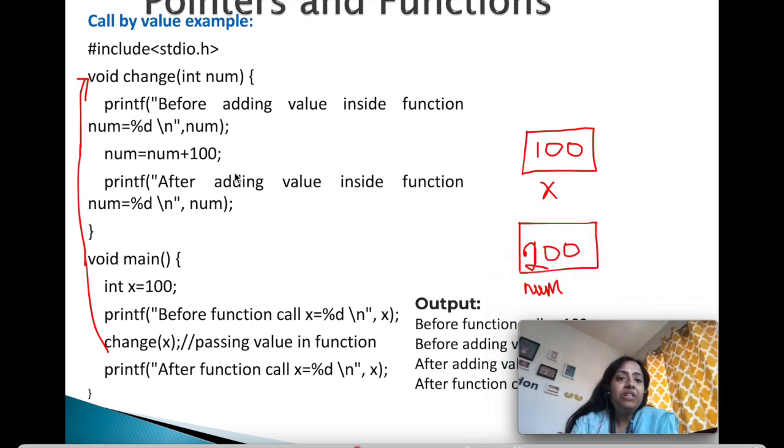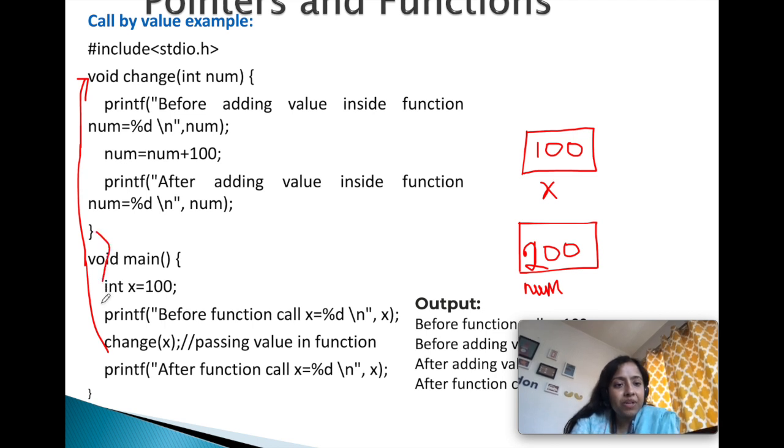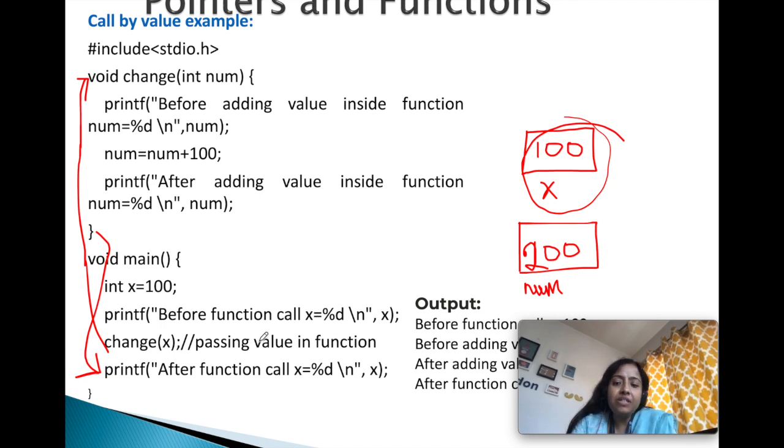Now, after this function is executed, the program control comes back from here to here. Now we print x here. What is the value of x? x is still 100. We have just changed the value of num inside change, not the value of x. x is still 100. The concept which I just explained to you is called call by value.